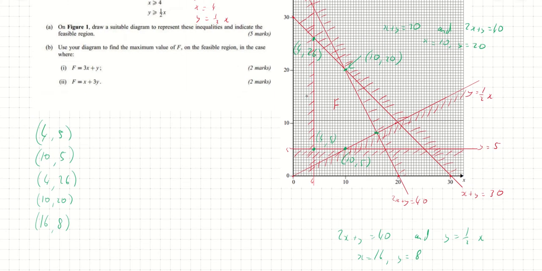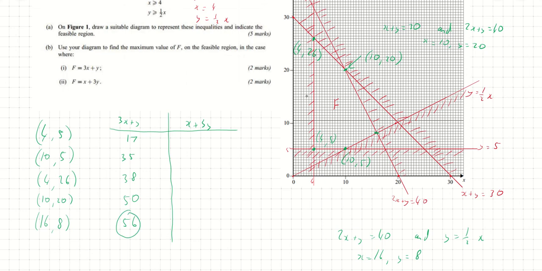So for each of these points, we just have to look at the value of 3x plus y and x plus 3y. So we can do this in a little table if we want. So in the first one, 3x plus y. So 3 times 4 is 12 plus y is 17. 3 times 10 is 30 plus 5 is 35. 3 times 4 is 12 plus 26 is 38. 3 times 10 is 30 plus 20 is 50. 3 times 16 is 48 plus 8 is 56. So which is the maximum? Well, it's this one.